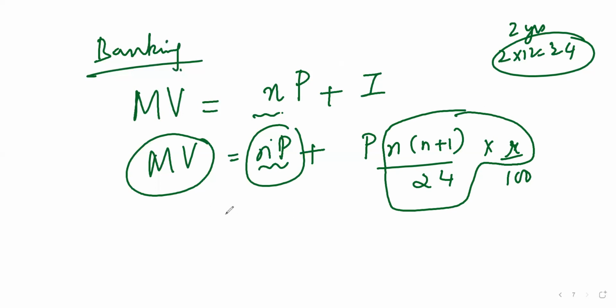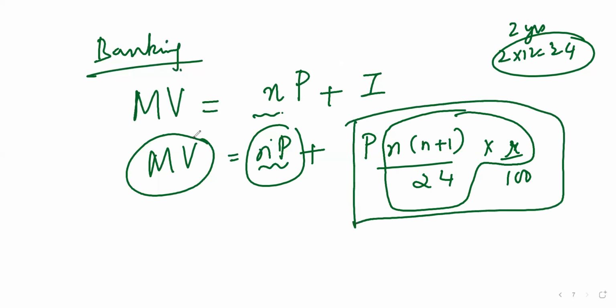If they say the interest received, that means it's only the I part. When they say maturity value, it's NP plus I. Sometimes they'll ask you to find P, sometimes R, sometimes N. If it's N, it's going to be a quadratic in N, so you need to solve for it. Just be very careful.